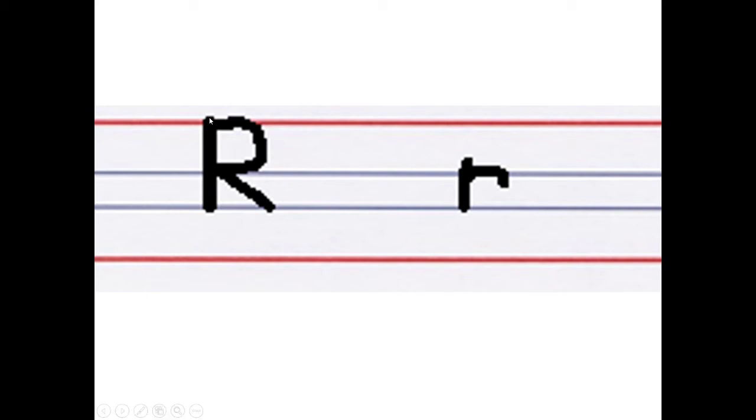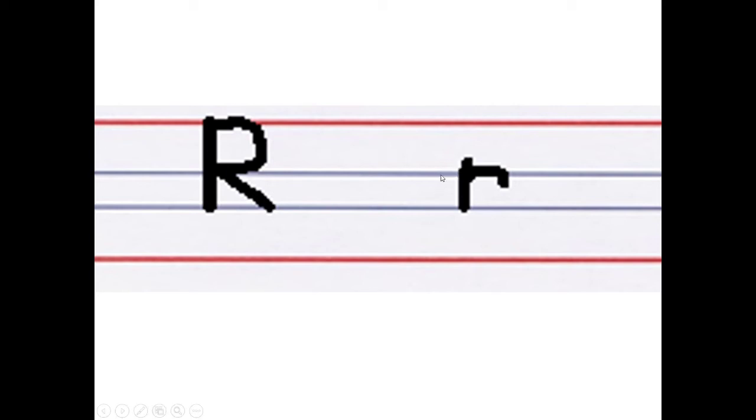Now, this is R capital. 1, 2, 3. It comes between the first line and the third line, and it does not reach the fourth line. Look, it does not reach the fourth line. Now, R small.